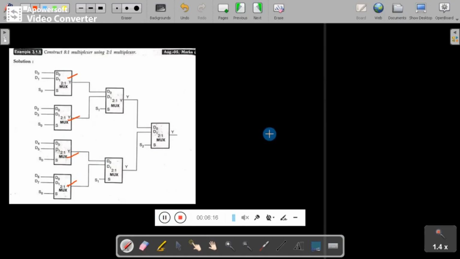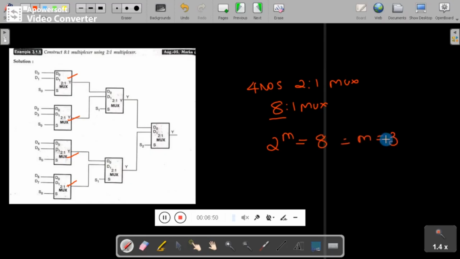So in order to design 8:1 multiplexer, we need 4 numbers of 2:1 mux. When you add 4 numbers of 2:1 mux, then that becomes 8:1 mux. But how many control lines are required? In order to control 8 lines, if you put the same formula 2 raised to power m is equal to 8, then the value of m is equal to 3. That means I need 3 control lines.